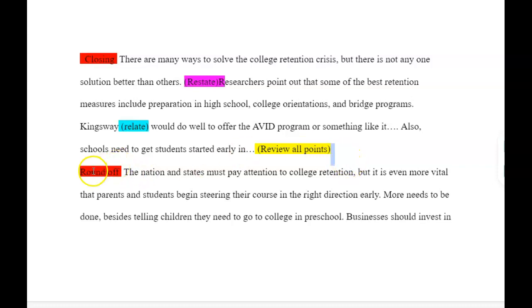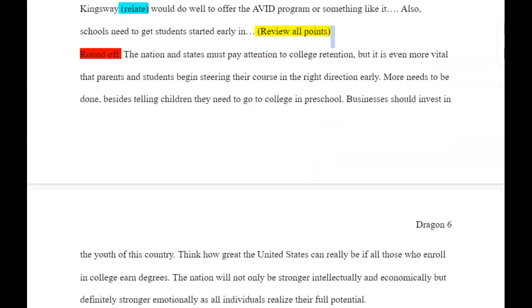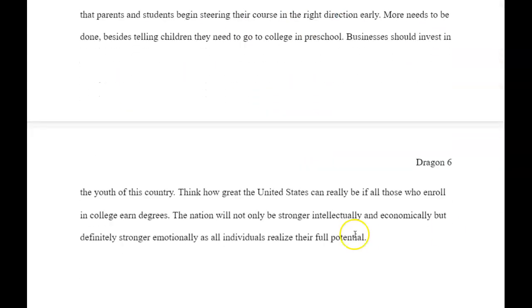And then finally, I round off my closing. The nation and states must pay attention to college retention, but it is even more vital that parents and students begin steering their course in the right direction early. More needs to be done besides telling children they need to go to college and preschool. Businesses should invest in the youth of this country. Think how great the United States can really be if all those who enroll in college earn degrees. The nation will not only be stronger intellectually and economically, but definitely stronger emotionally as all individuals realize their full potential.